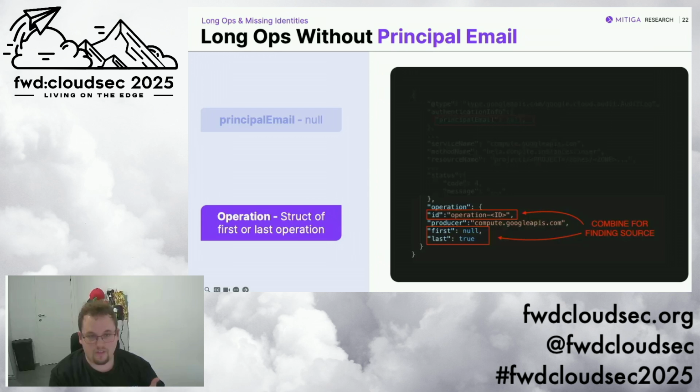The producer, which is the service, a first and a last. Mainly, is this the first operation starting and triggering this long operation or the last? Naturally, if we have an error, this will be the last. So the way I noticed that we could find this principal email is tied based on the operation ID, where the first is true. This way, if we're investigating an error that comes from a long operation, we could trace back the initiating user. And that is our little section on long operations with error codes.